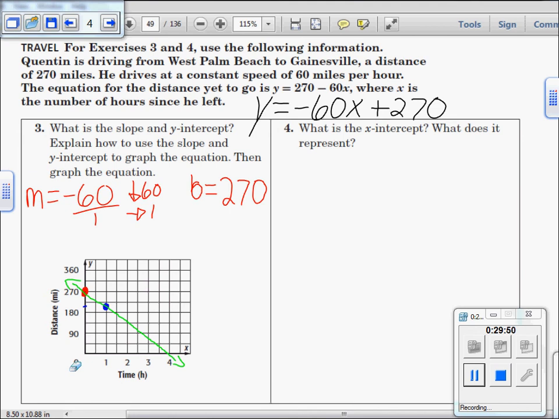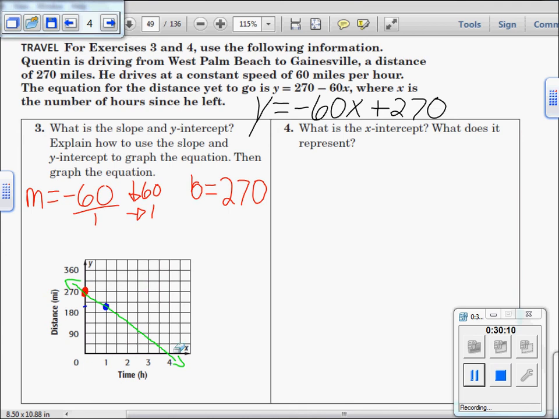Now that you've answered the question, you have used the slope and the y-intercept to graph this line. So at this point, you're done with question number 3. We have fully graphed it. Now, in question number 4, they're asking us, what is the x-intercept, and what does it represent?